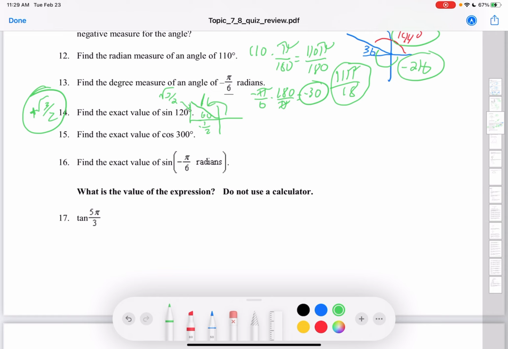Cosine, the exact value of the cosine of 300. So 300 is right there. It gives me a 60-degree reference angle. So that's 1. That's 1/2. Now this is negative the square root of 3 over 2 because it goes down. Cosine is adjacent over hypotenuse. Adjacent is 1/2. The hypotenuse is 1. So our solution for this is just going to be 1/2.